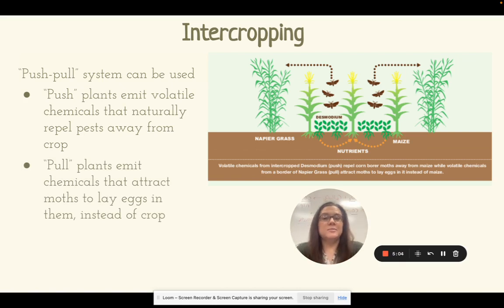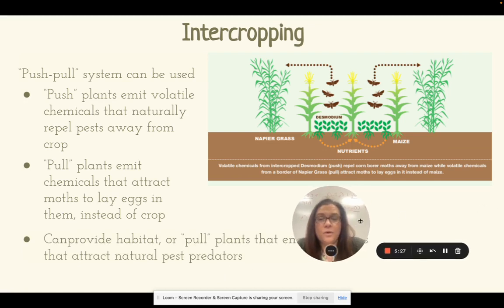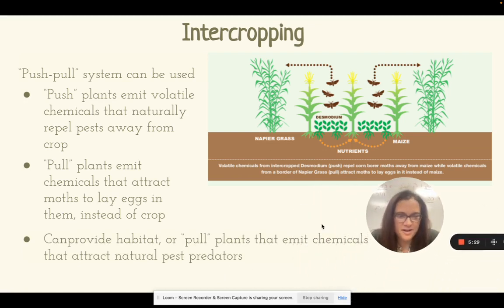The other thing they'll do is plant a pull plant on the outskirts of the crops that will attract those particular bugs or moths, and get them to lay eggs there instead of in their crop. In this case, it's Napier grass. The moths love Napier grass. They will go there and lay eggs there. So they pull them away. The nice thing is the pull plants are also providing habitat for the natural pest predators that you do want around your crops, right? And with intercropping, as we previously talked about, desmodium is kind of a cover crop, right? So we're having the benefits of soil conservation as well.